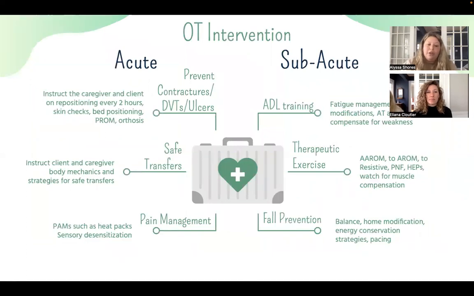So in the acute phase, if you're in the hospital with someone with GBS, our three main things we talked about and found important were preventing contractures, DVTs, and ulcers, safe transfers, and pain management. When we're preventing those things that come along with being stationary and not being able to move ourselves, we would instruct the caregiver or the client, if they're able, on repositioning every 2 hours, skin checks, bed positioning, passive range of motion, and probably a resting hand splint for orthosis.